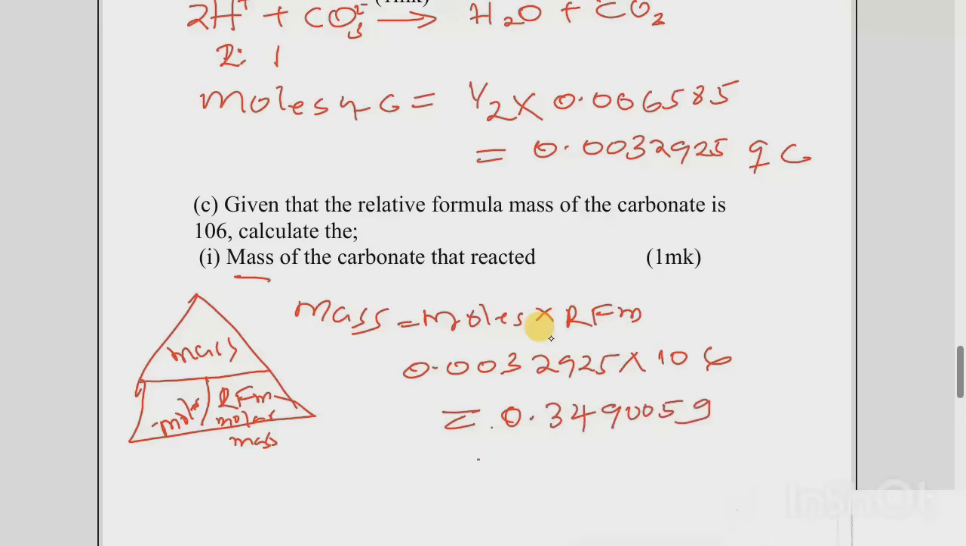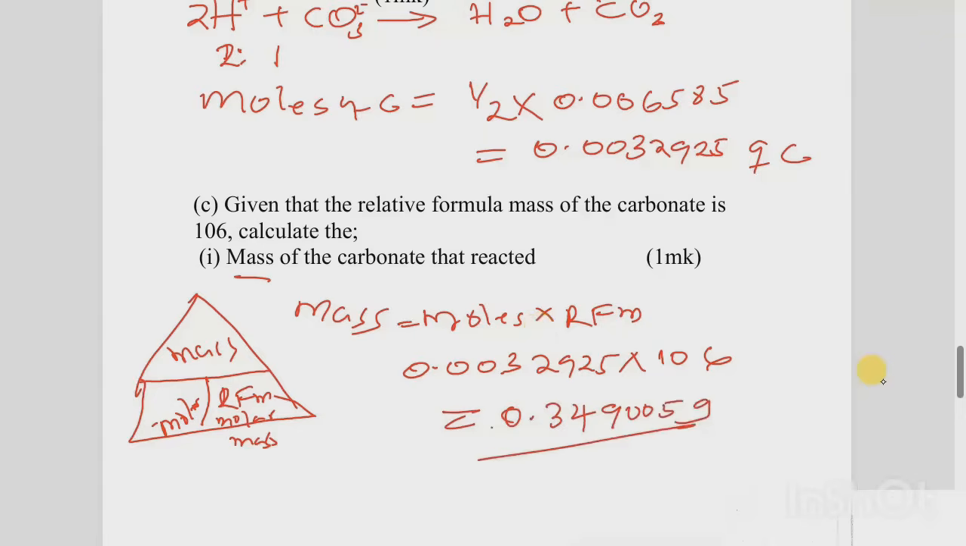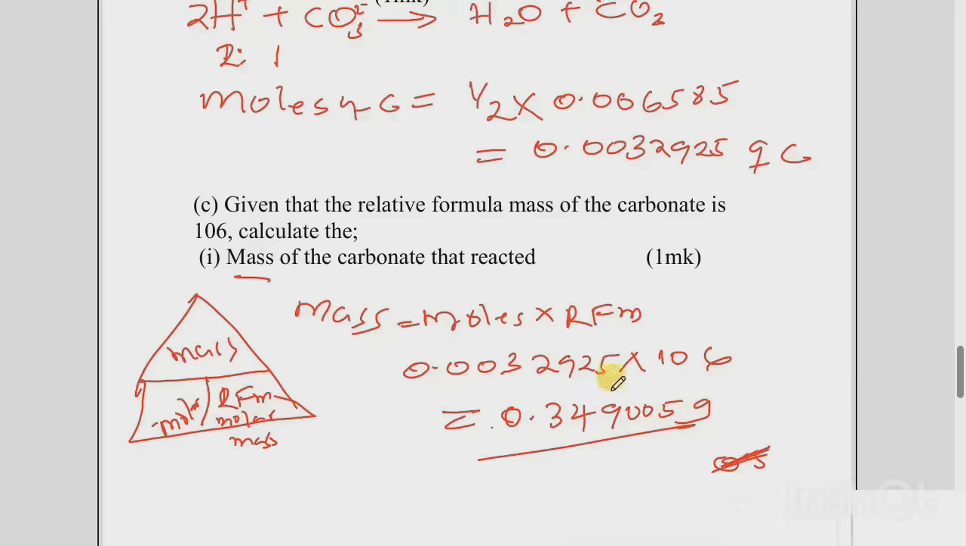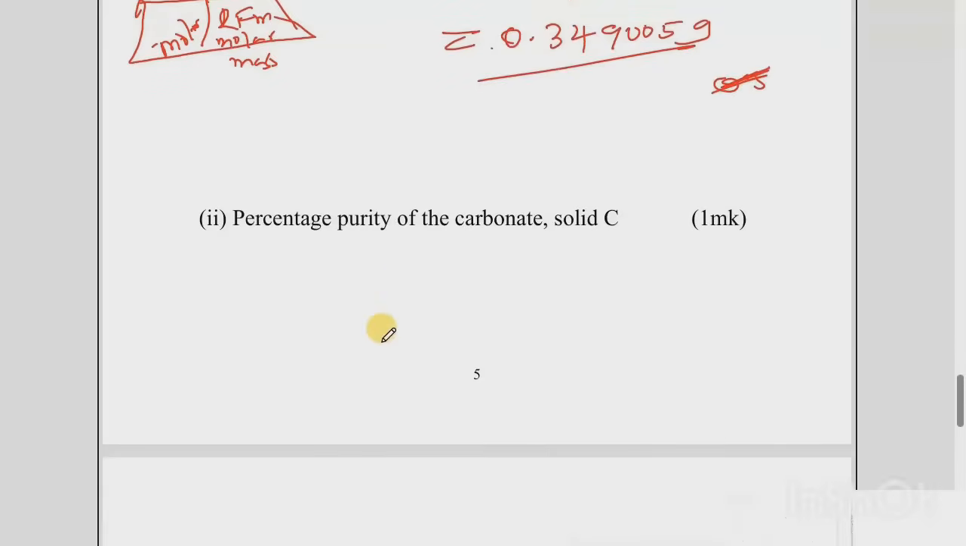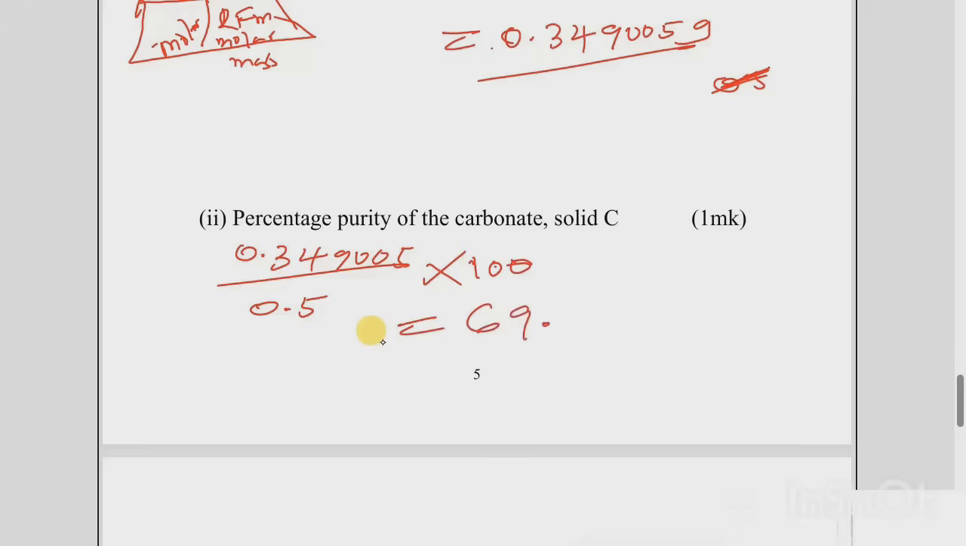0.349005 grams. So this is the mass, out of the original mass which was 0.5, that has reacted. Therefore, we want to check the purity. So this was the pure one, and the other remaining is impure. Therefore, the percentage purity is this mass, 0.349005, divided by the original, then you multiply by 100. And this one gives us 69.8%. That is the percentage purity.